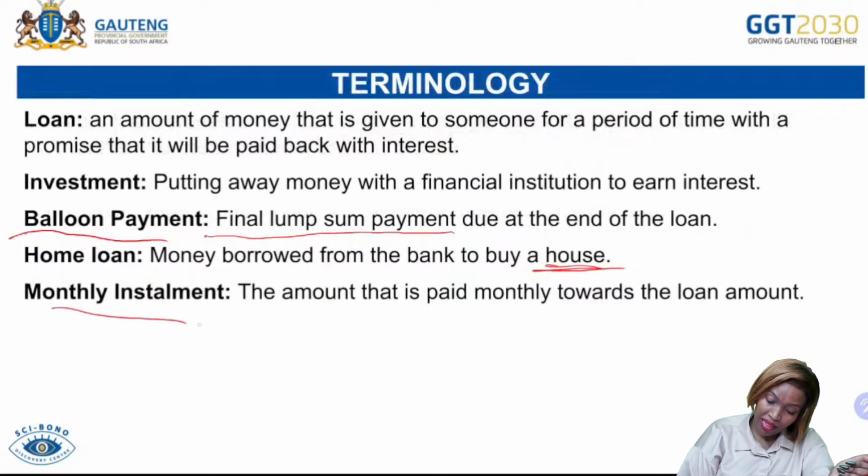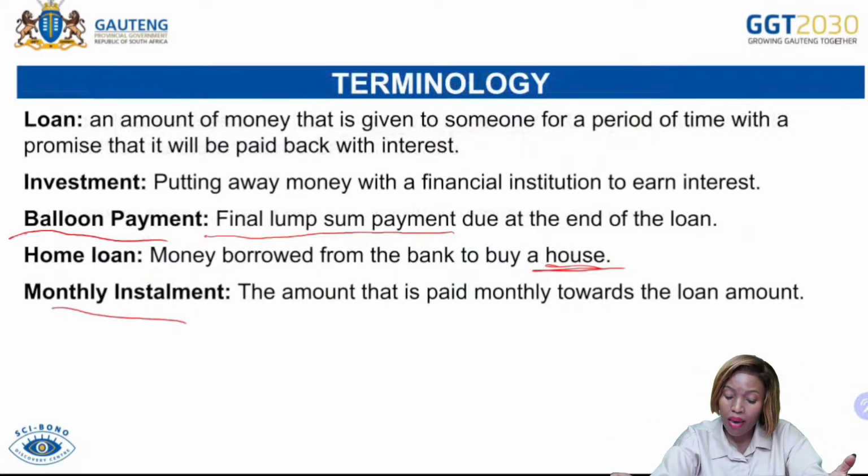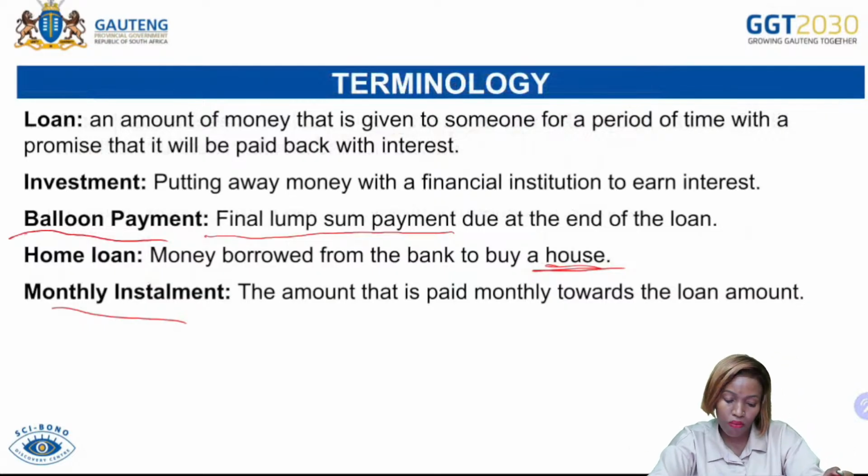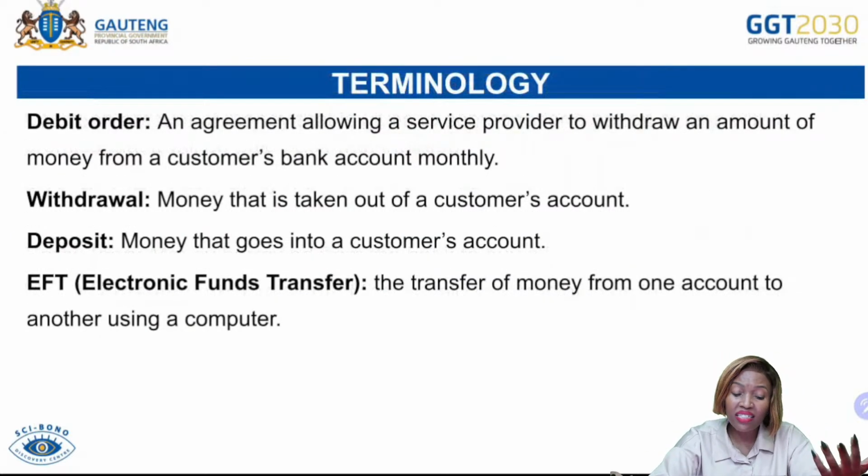When you talk about the monthly installment, that is the money that is paid monthly towards the loan amount. It can be towards the home loan, can be towards a personal loan, a car loan, but that money that you pay on a monthly basis, we refer to it as a monthly installment. A debit order. When you talk about a debit order, this is an agreement allowing a service provider to withdraw an amount of money from a customer's bank account monthly.